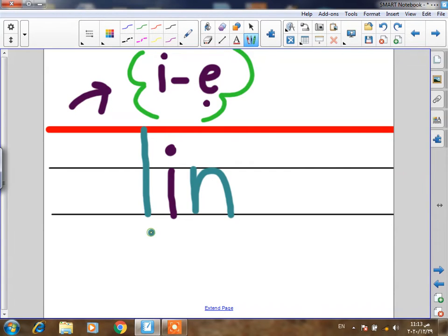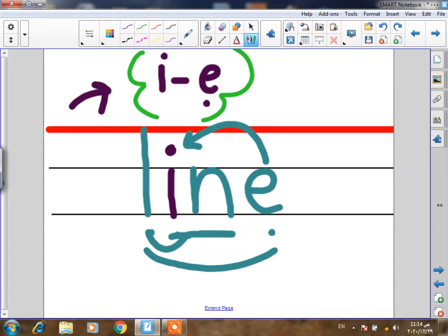What sound is this? L. What sound is this? E. L, e together or li. Li, n. Look what happened. What is this? Magic e. We write it, we don't say. And what happened? E jumped on e. It said oi. Line. What word is it? Line. Okay, kid one.